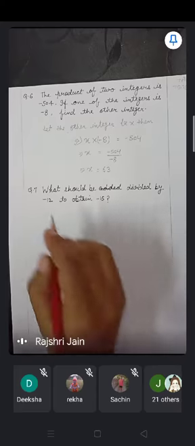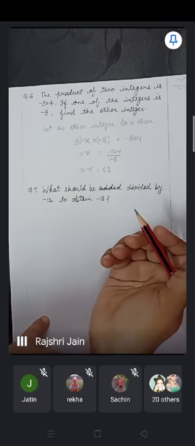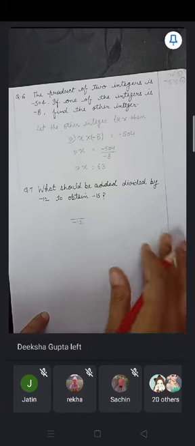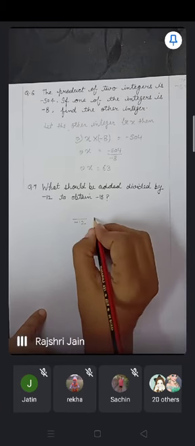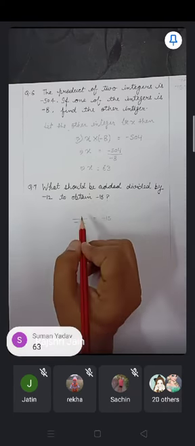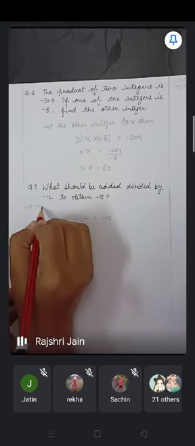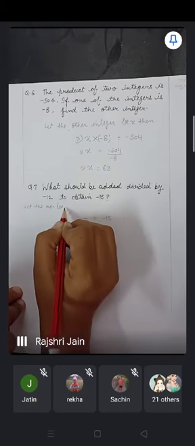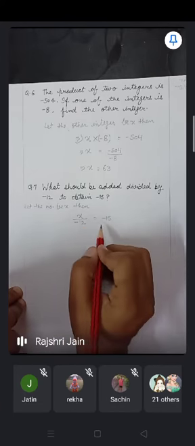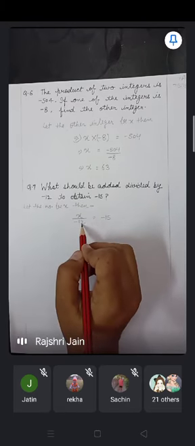Next, 7th. What should be divided by -12 to obtain -15? The answer should be -15. So what should be divided by -12 to obtain -15? Let the number be x. Then x should be divided by -12 to get -15.